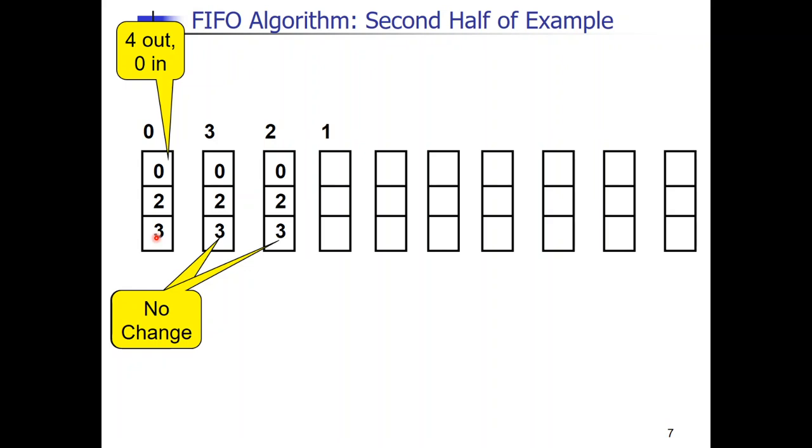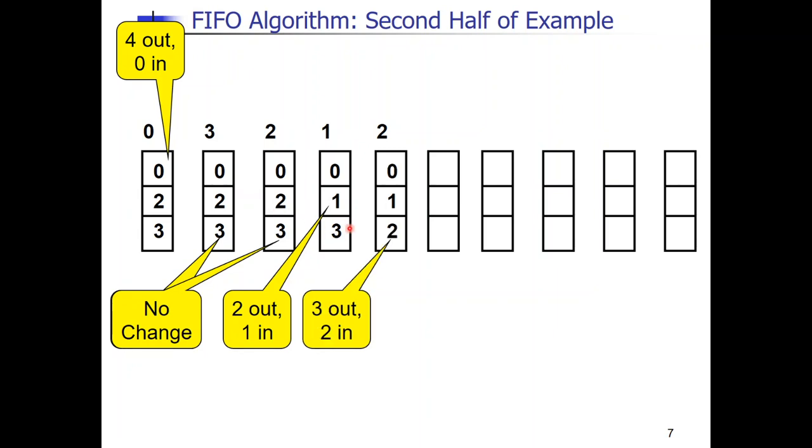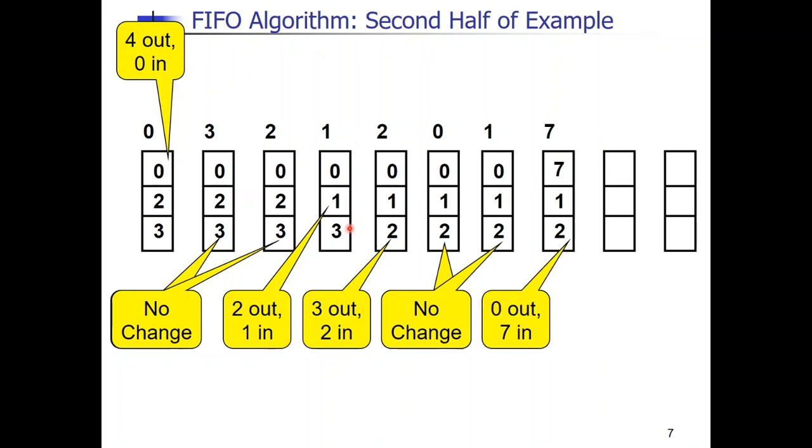1 is next, so we would throw out 2 to get 1 in. The next request is for 2, so we would throw 3 out to get 2 in. And the next one is for 0, no page fault, it's already there, no change. Next is for 1, no page fault, it's already there. Next is for 7, we would need to throw something out. In this case, we are throwing out 0 and getting 7 in.